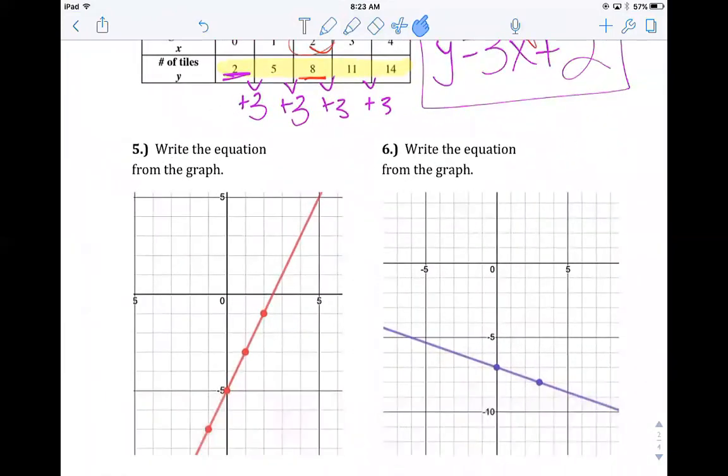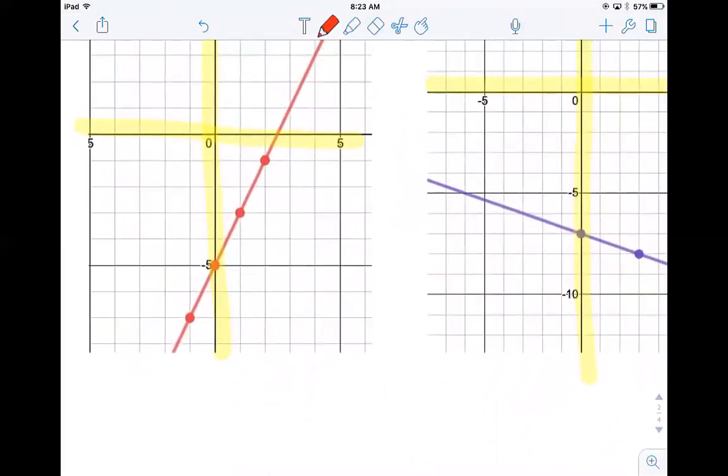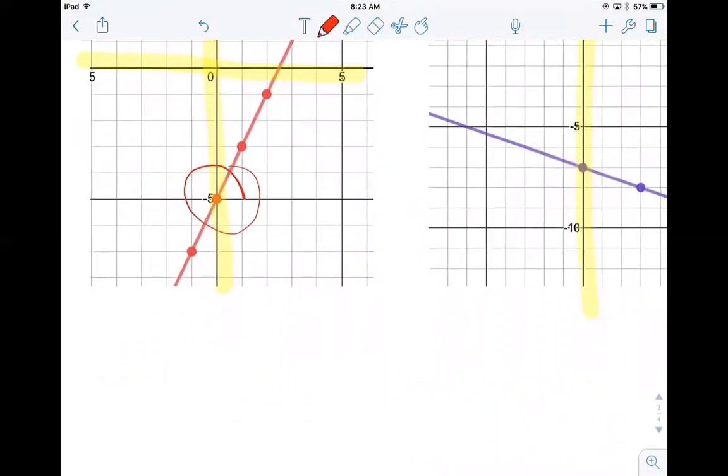All right, the last 2 are taking the picture and writing the equation. Before I do anything, I'm going to highlight my X and Y axis. That way I know where I'm looking. The first thing we want to identify is the Y-intercept. On this Y-axis here, we have this point at -5. So I know my equation is going to have y equals, we're going to have our slope times x plus our y-intercept. We can identify the y-intercept right away because that's -5.